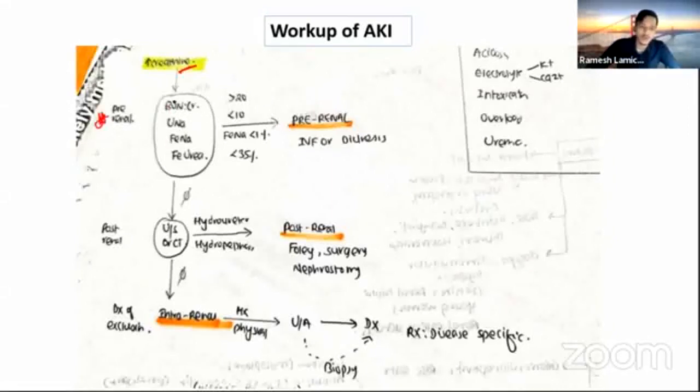How do we differentiate? We use the BUN by creatinine ratio. So what is the BUN by creatinine ratio? BUN means blood urea nitrogen divided by the creatinine, okay? So the BUN by creatinine ratio is more than 20 in case of prerenal AKI. So why? Because, you know, suppose this is a prerenal cause, there is a decrease in blood flow to the kidney. The kidney is functioning normally, but there is a decreased blood flow to the kidney.